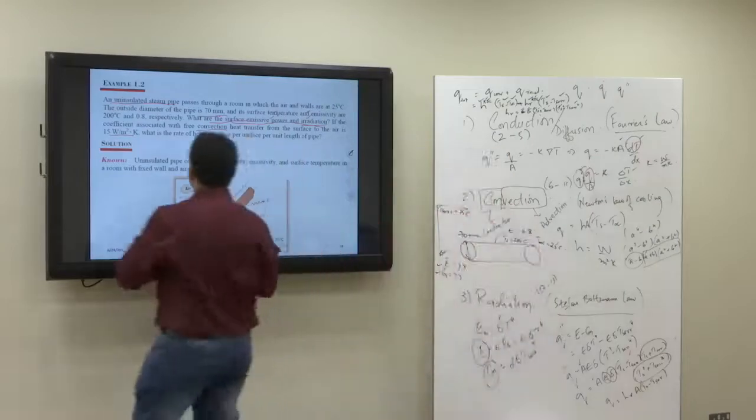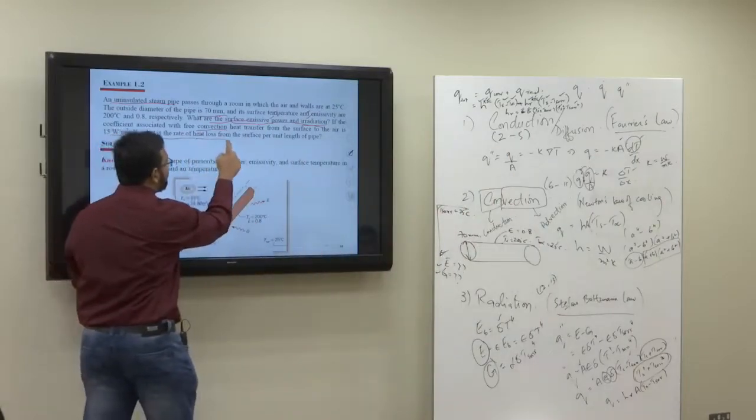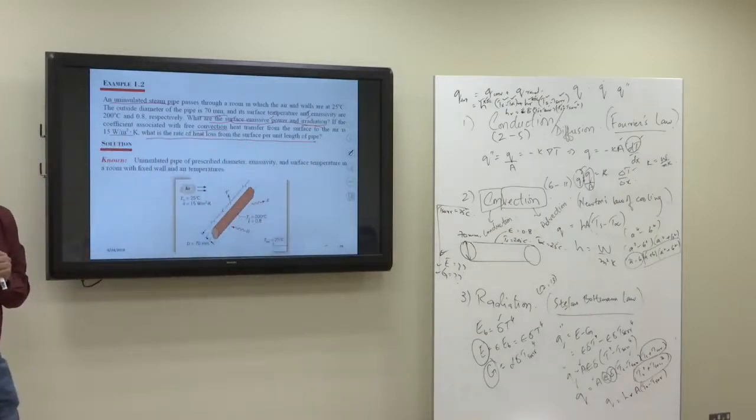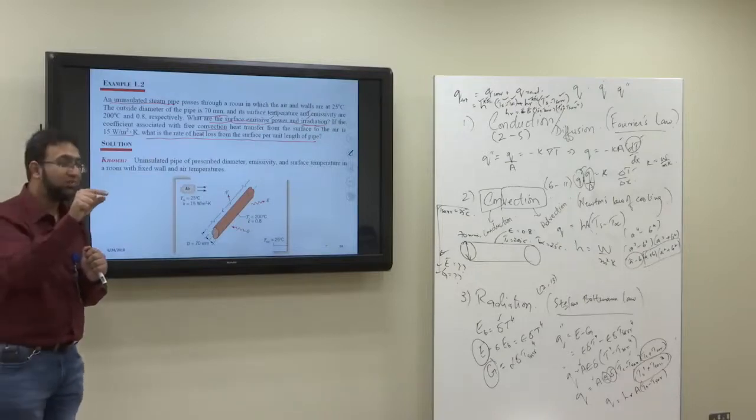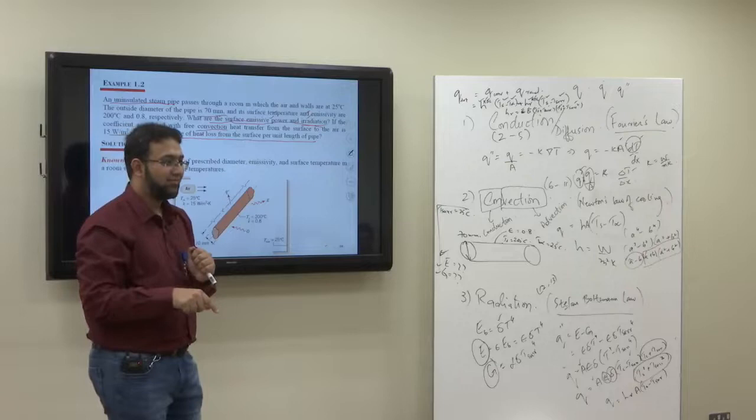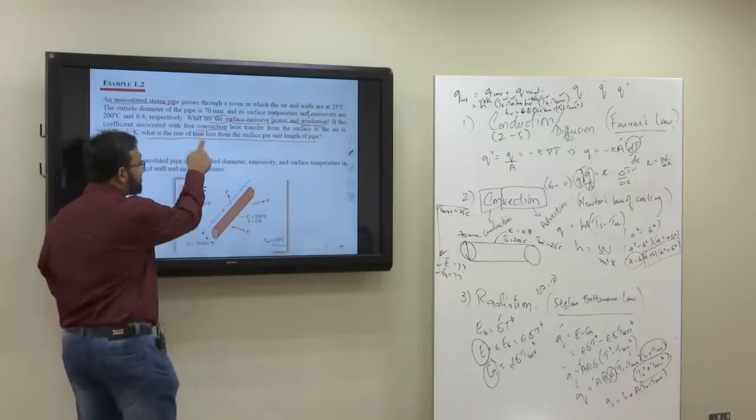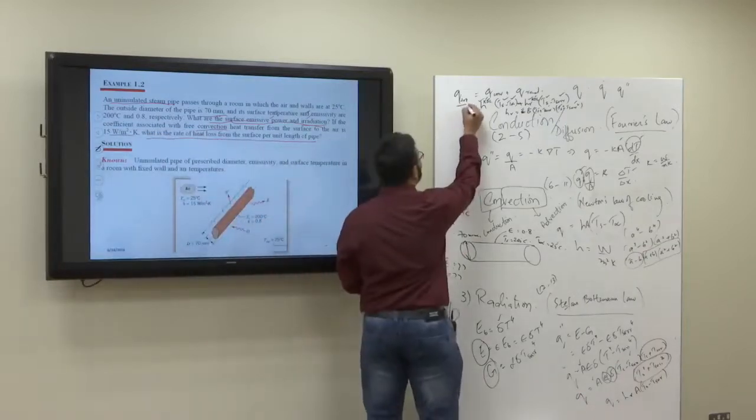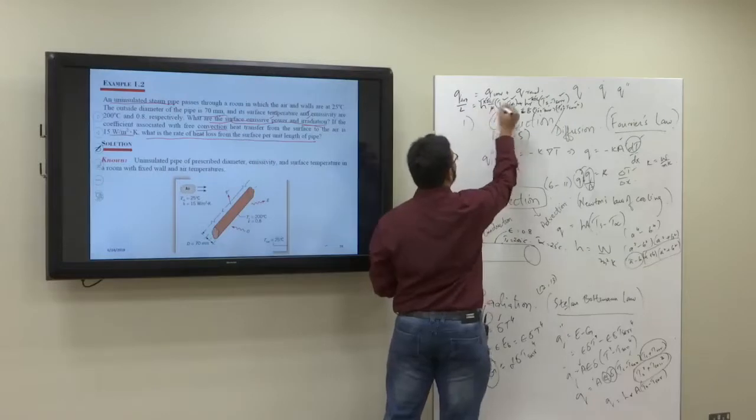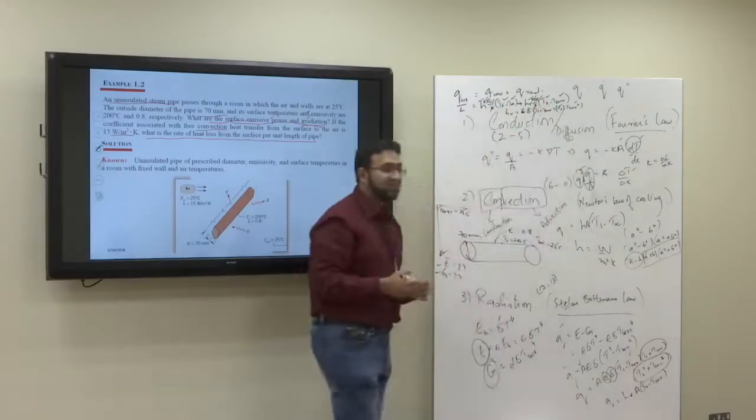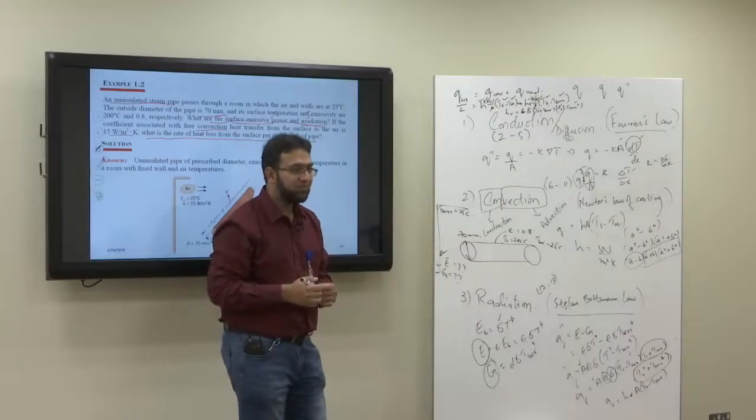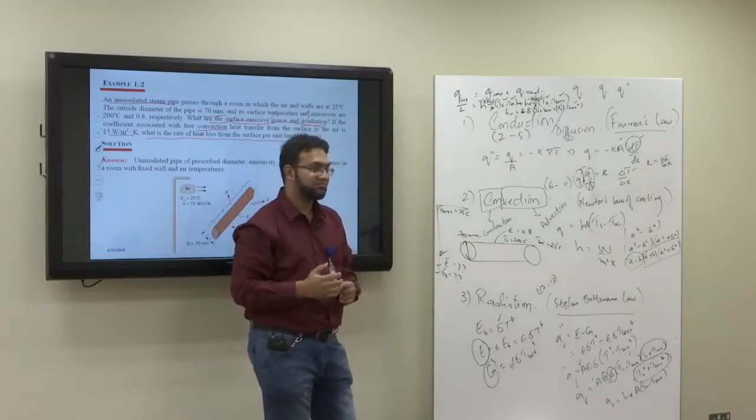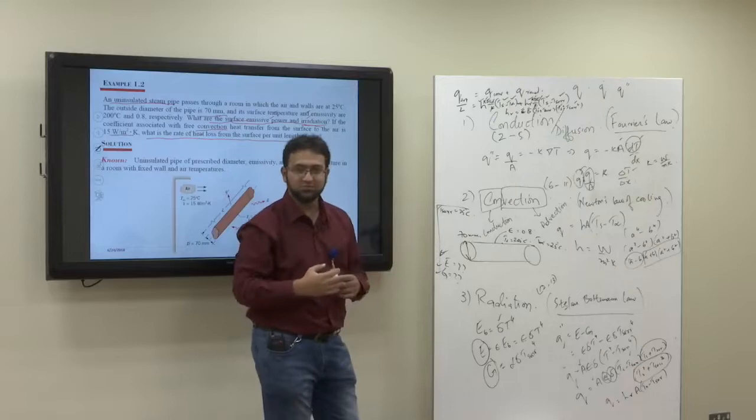No, look here. What is the rate of heat loss from the surface per unit length of pipe? No need to find L. We do not need Q. We need Q by L. We need heat loss per unit length of pipe. So we need Q over L. So divide by L, L will cancel. Okay? So now everything is known. Just substitute the values, find out how much is the heat loss.